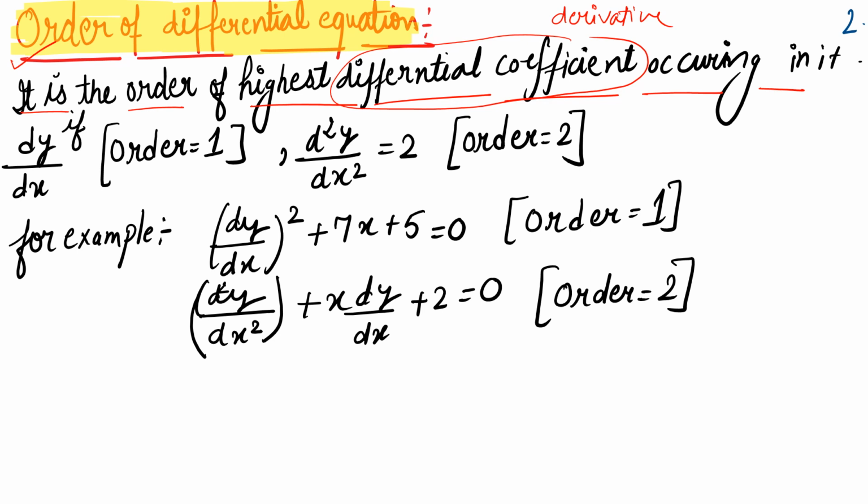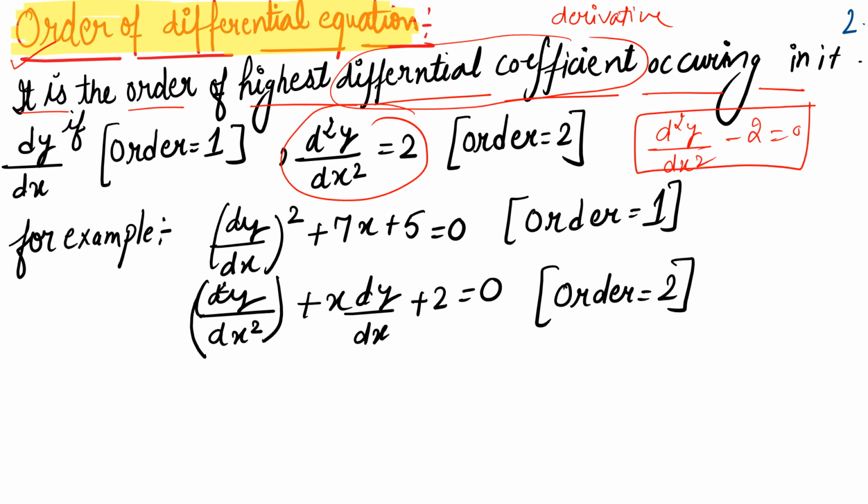Now, order. d square y upon dx square minus 2 equal to 0. What is the order of this differential equation? 2. The highest order derivative is the second derivative that is occurring here. So order of this differential equation is 2.